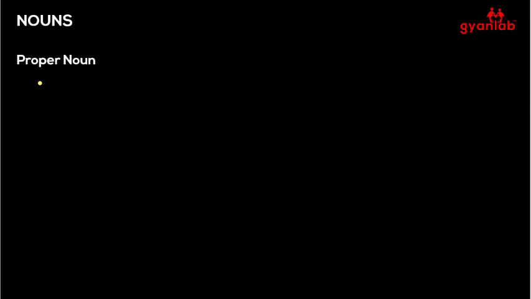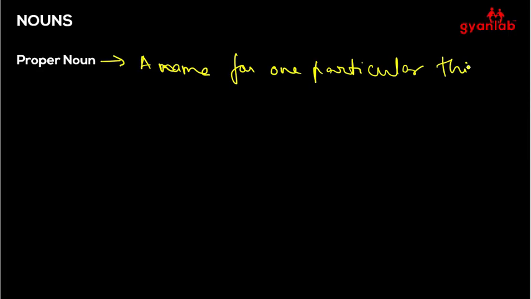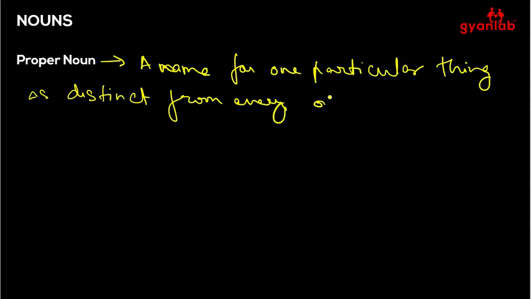So a proper noun, as we last saw, is when we name one thing at a time. So if we were to define proper noun, it will be a name for one particular thing as distinct from every other. And to understand this, let's take a few examples.